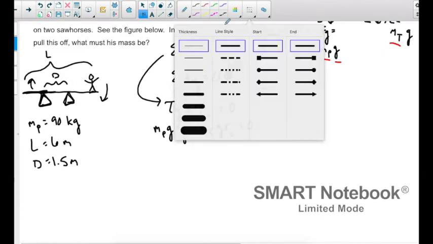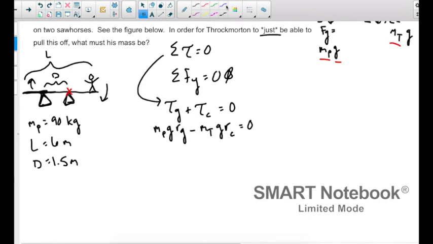This was my axis of rotation right here. And so how far away is gravity acting from that? Well, I know gravity's acting right here in the middle. And I know that the distance of separation between the two sawhorses is 1.5. And the sawhorses are oriented right in the middle. So here's the middle of the thing. So how far away is the force of gravity acting? Well, that's going to be d over 2, isn't it? Halfway between the two sawhorses, or 0.75. So that's going to allow me to flesh this part of the equation out.